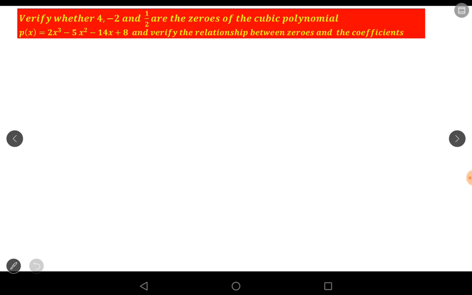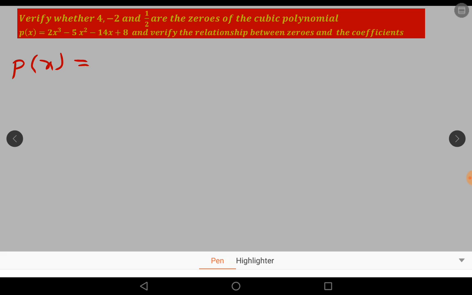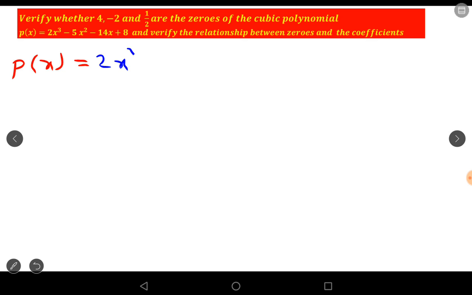Okay students, first question, verify whether 4, minus 2, 1 by 2 are the zeros of the cubic polynomial, and verify the relation between zeros and the coefficients. Okay, first of all write the given polynomial. Given polynomial p of x is equal to 2x cube minus 5x square minus 14x plus 8.